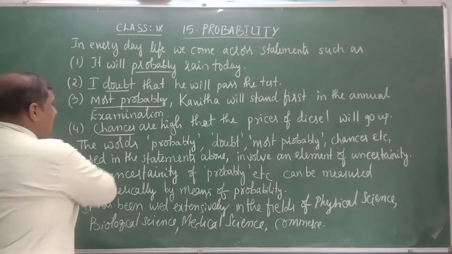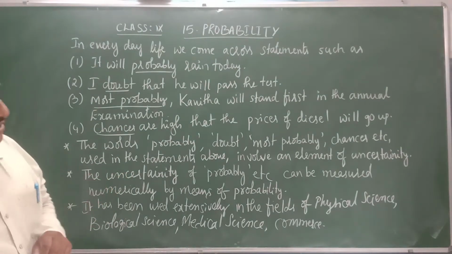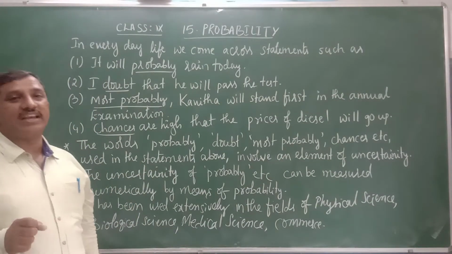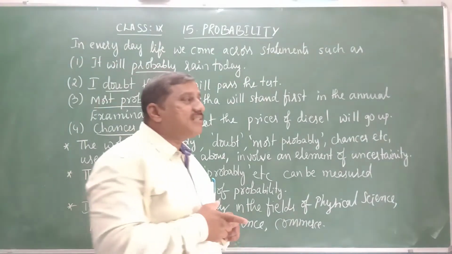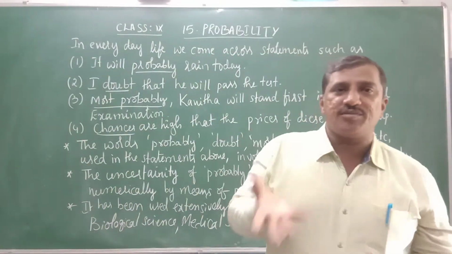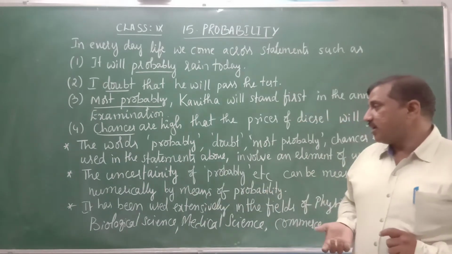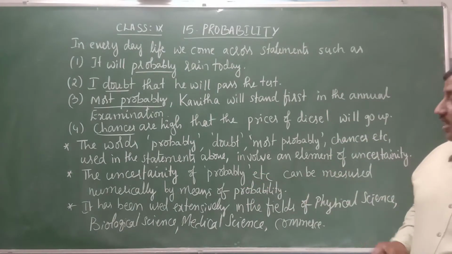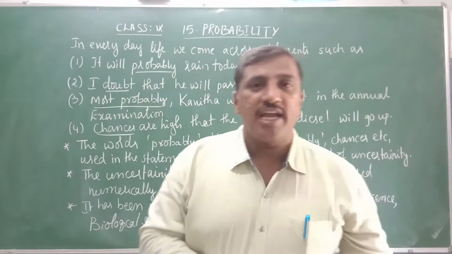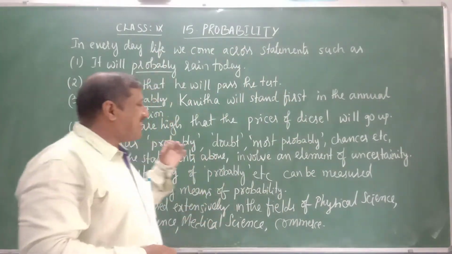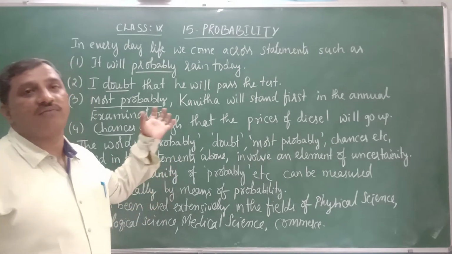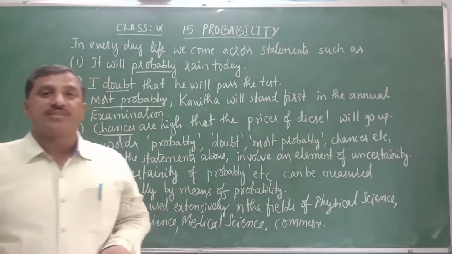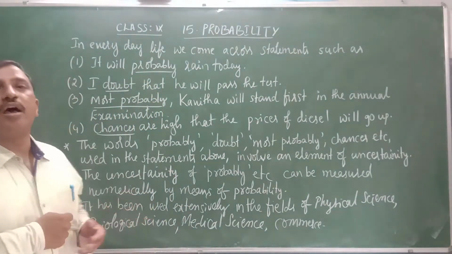Now the words probably, doubt, most probably, chances, etc., used in the statements above involve an element of uncertainty. Uncertainty means having both chances, may happen or may not happen. This uncertainty can be measured numerically by means of probability. So this uncertainty, which may or may not happen, is measured numerically using a special branch of mathematics, that is probability.